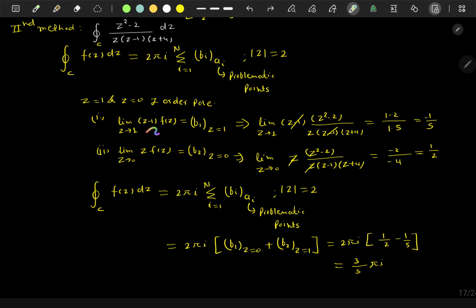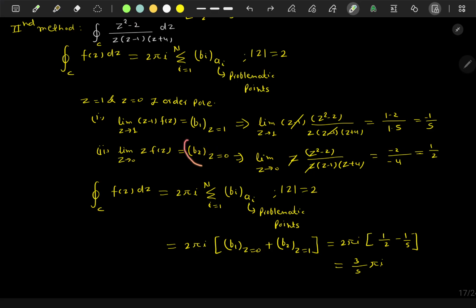So when you find the residue at z equal to 1, it is basically the limit as z tends to 1 of (z minus 1) times f(z). So simply put, z tends to 1, z minus 1 and the whole function, so it will be cancelled out and our value will be minus 1 by 5 at z equal to 1.